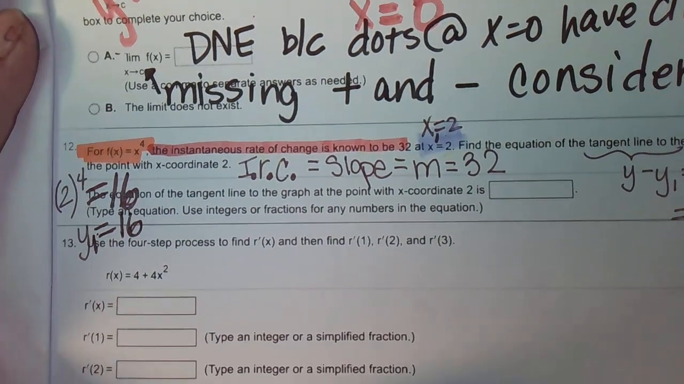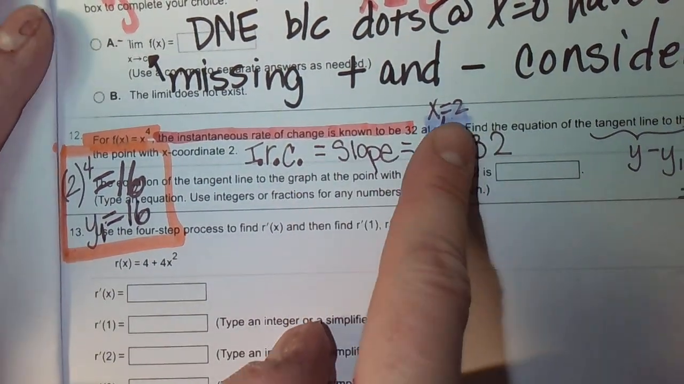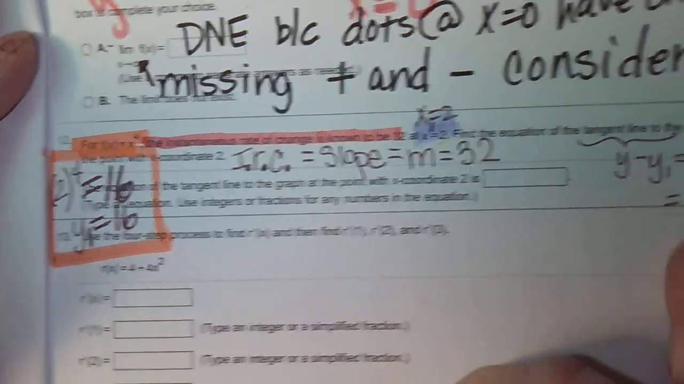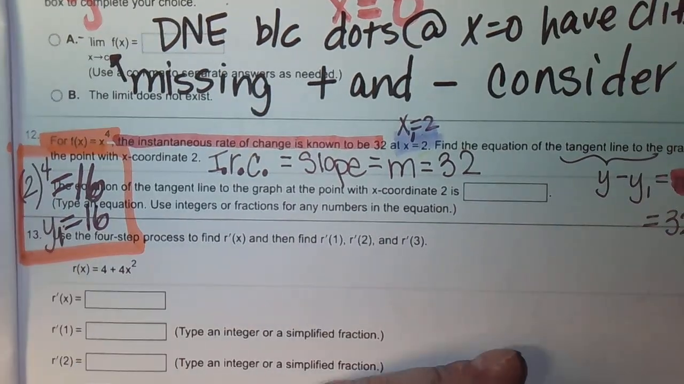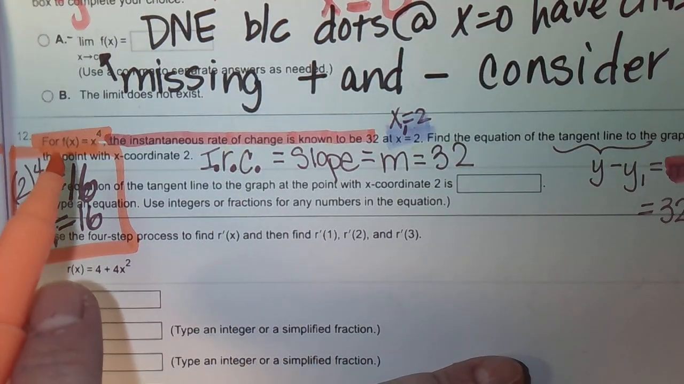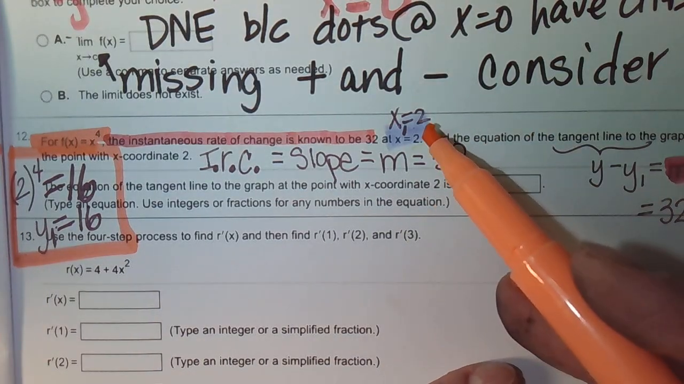Okay, so let's go over that. The instantaneous rate of change they give you, it's the m. The x1 they give you, it's the x. The y1 they don't quite give you, you have to figure it out. You use that janky equation at the very beginning, and you replace the x with whatever number they told you x was.